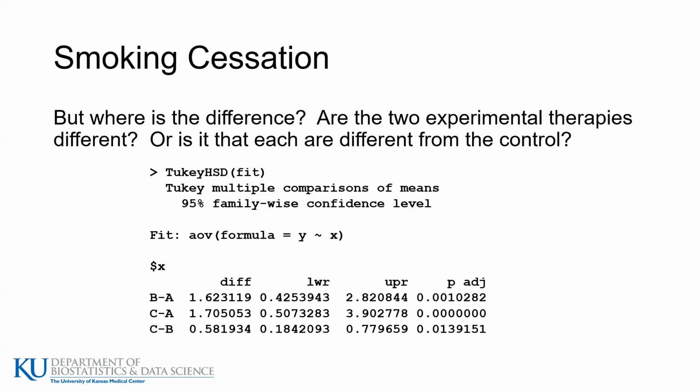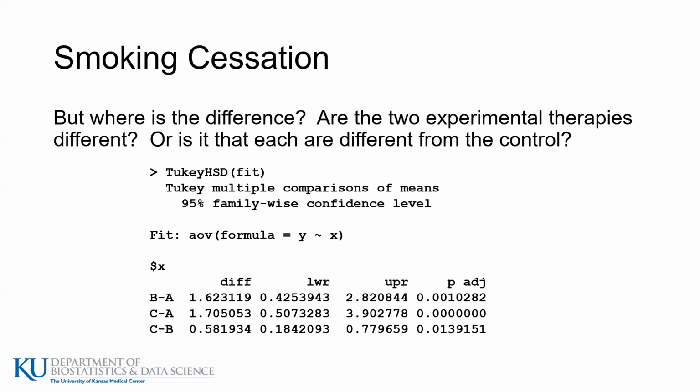So here, this B minus A is 1.62, which suggests that the behavioral therapy performed better than just education. C minus A is 1.7, which suggests that the pharmaceutical therapy also performed better than just education. And then C minus D is 0.58, which suggests that the pharmaceutical therapy also performed better than the behavioral therapy.